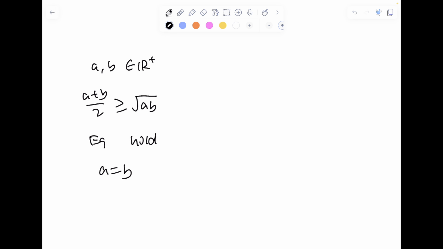In a future video, I'll be going more in depth on this concept because AM-GM also holds when there are more than two numbers. For example, when there are three numbers A, B, and C that are all real positive integers, AM-GM also holds. Their arithmetic mean still has to be greater than their geometric mean.